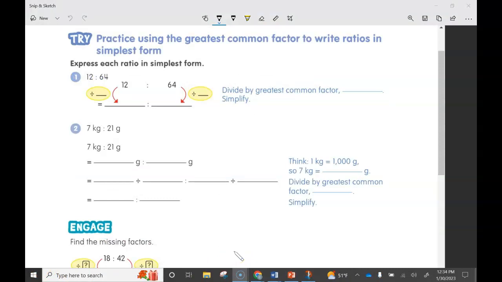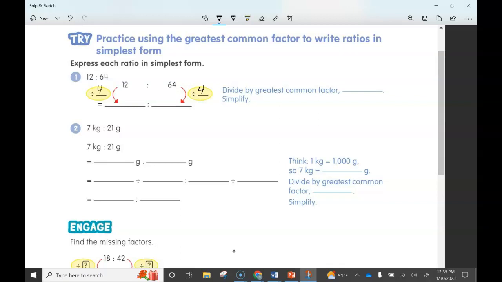Now let's turn our books to page 189, and let's take a look at practice using greatest common factor to write ratios in simplest form. So think about ratios as fractions, and just like you would reduce a fraction to simplest form, you want to do the same thing with ratios. So we have the ratio of 12 to 64. And the first thing we need to do is figure out the greatest common factor, GCF, of 12 and 64. Now the greatest common factor of 12 and 64 is going to be 4. So what we're going to do is divide both numbers by 4, and that will give us this ratio in simplest form.